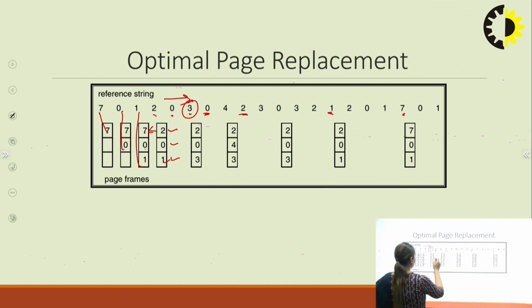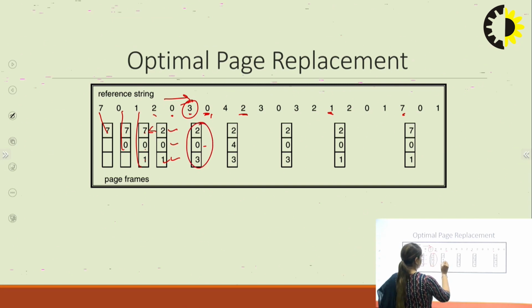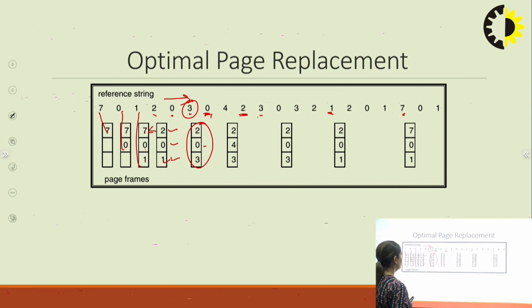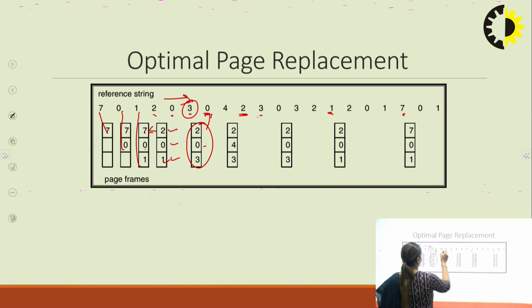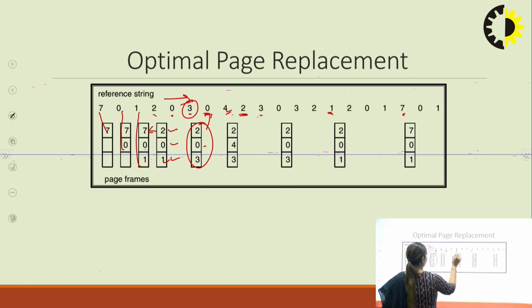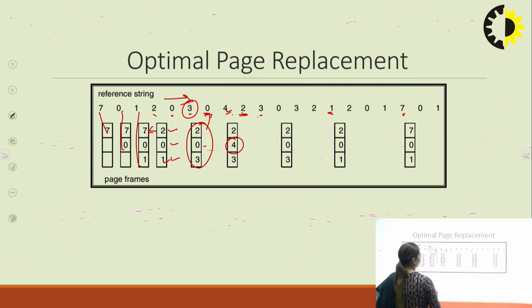This way we will go on. 0 is already there. Now 4 has to be inserted. Out of 2 0 3 which is farthest? 0, 2 and 3, right? 3 is the farthest, we will replace it by 4. 4 is here, right? And then 0 is the farthest, so we will replace 0 with 4, right?